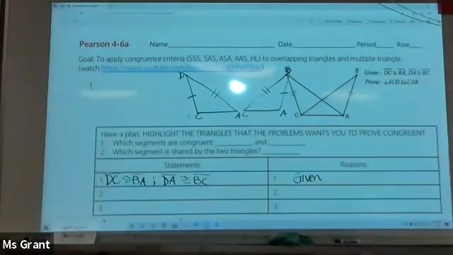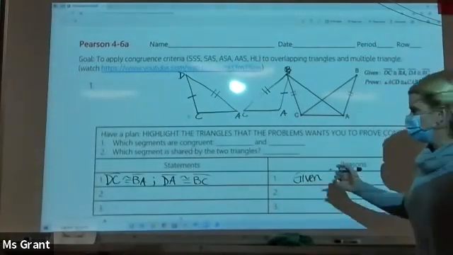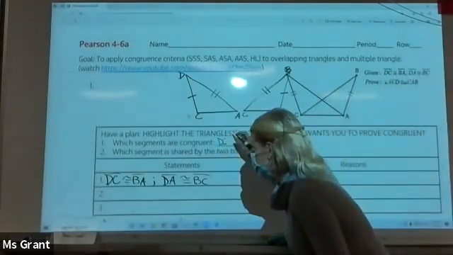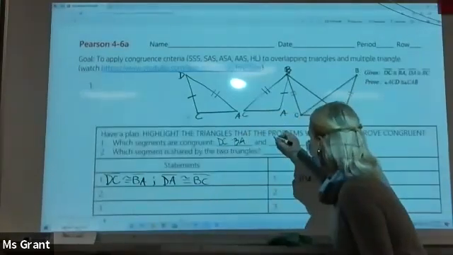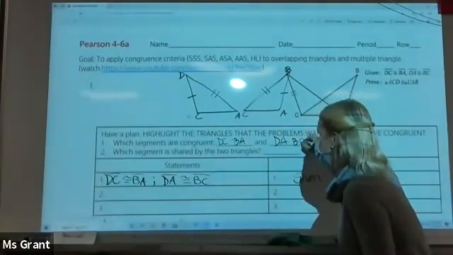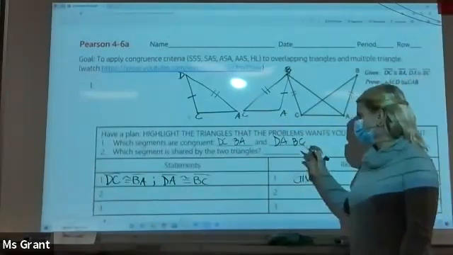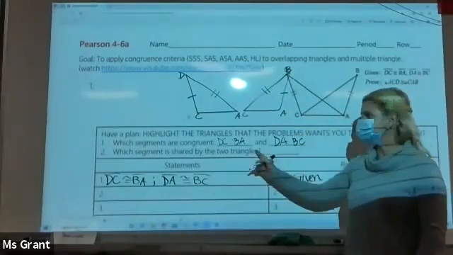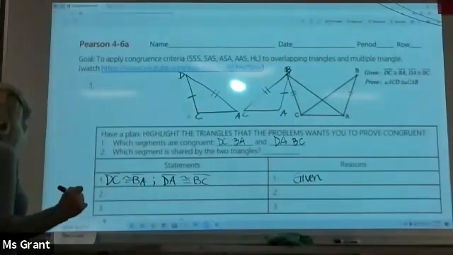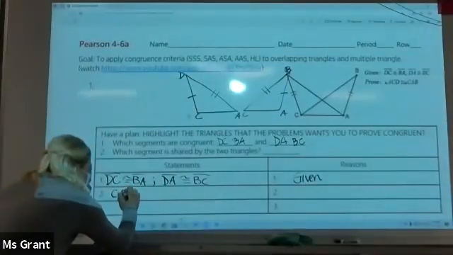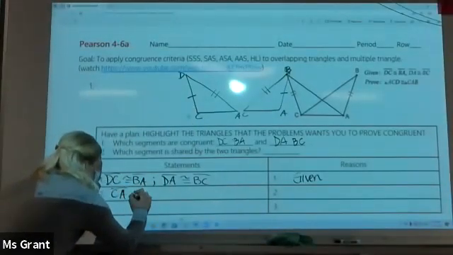So have a plan. Which segments are congruent? DC and BA, DA and BC. What segment is shared by the 2 triangles? CA. CA is shared by the 2 triangles. So I'm going to do that it's reflexive, it's congruent to itself.